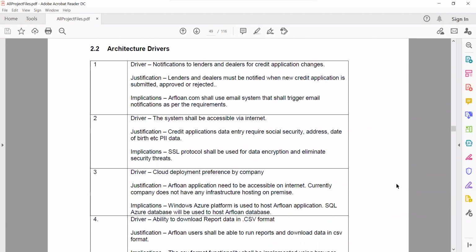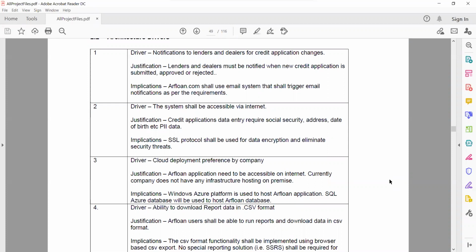So this architecture driver section is mainly for the architecture team, but as a quality assurance person you need to know what the constraints are. That's why we talked about the multiple different architectures, from a monolithic all the way to mobile architecture. And this one says, in addition to those, is there anything specific that is driving the way I'm going to build the application.